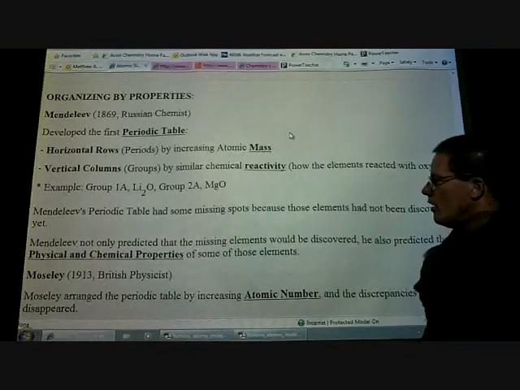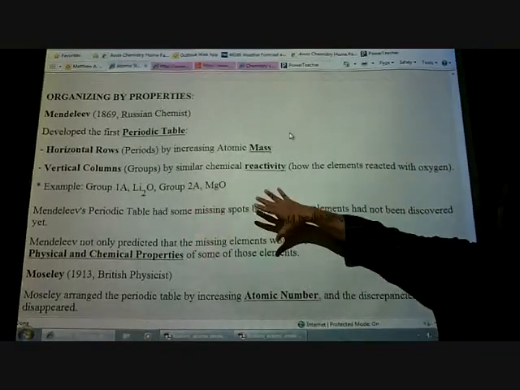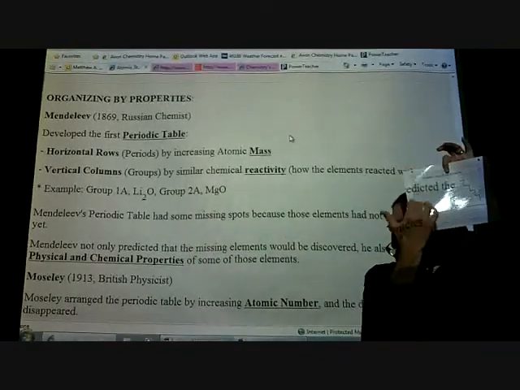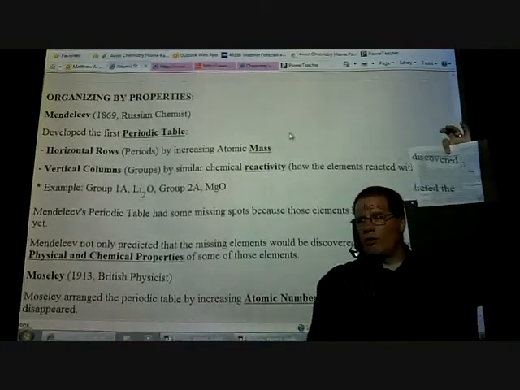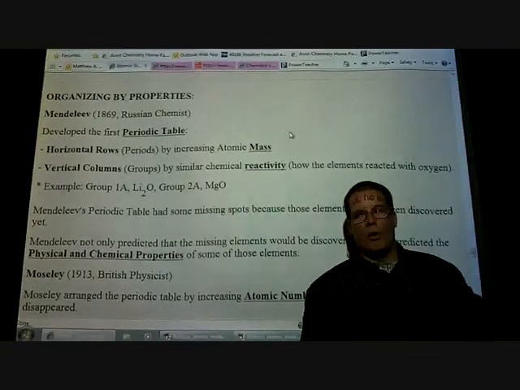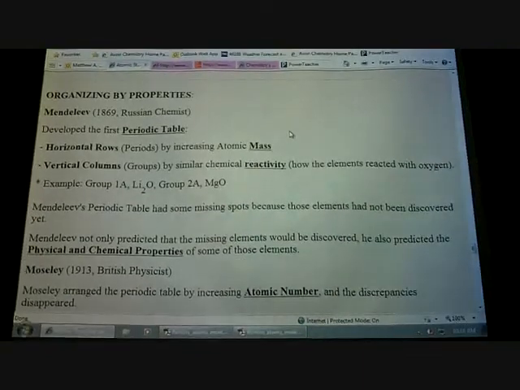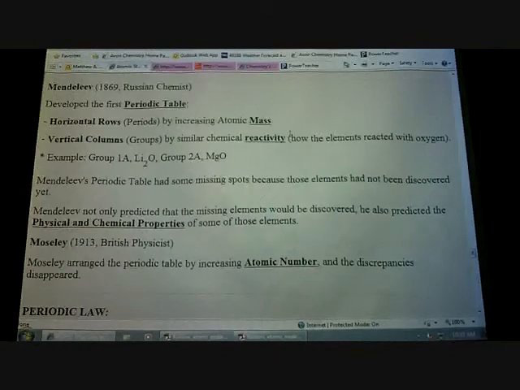Mendeleev's periodic table had some gaps in it, some holes in it, and he was able to predict the types of properties that those elements would have, even though he didn't know what they were yet. And that was pretty important there.